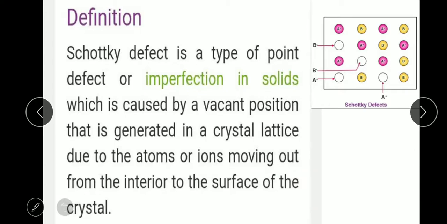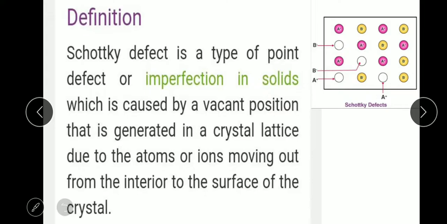Definition: Schottky defect, very important 3-mark question. Picture and definition. Schottky defect is a type of point defect or imperfection in solids which is caused by a vacant position that is generated in a crystal lattice due to the atoms or ions moving out from the interior to the surface of the crystal.